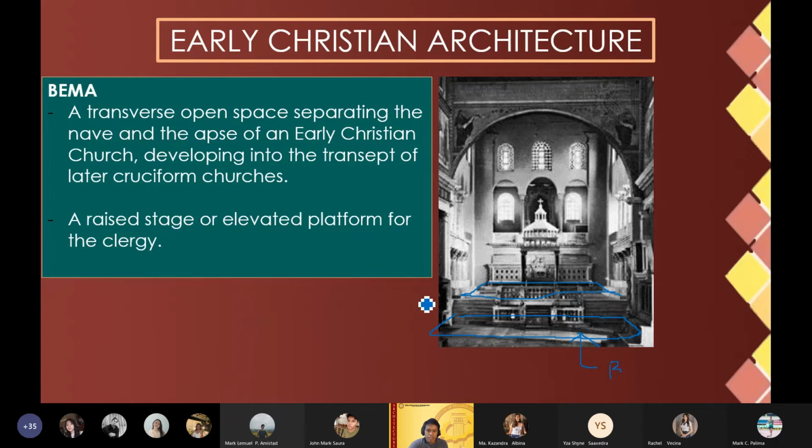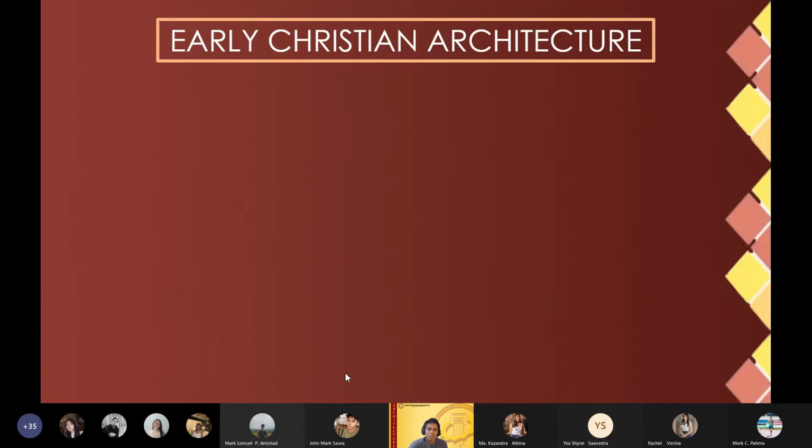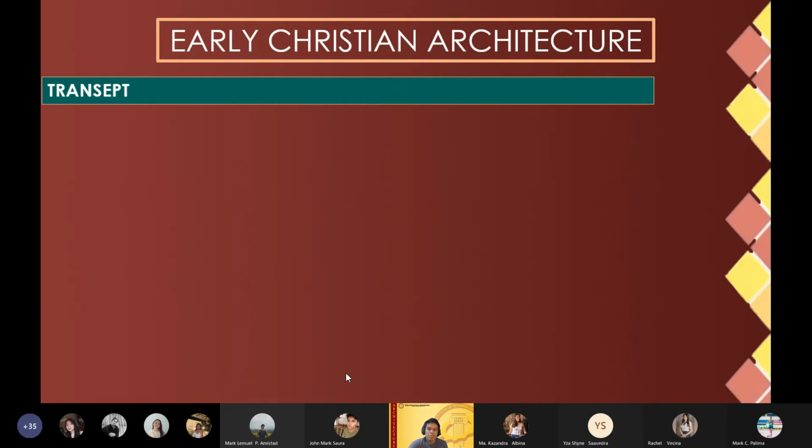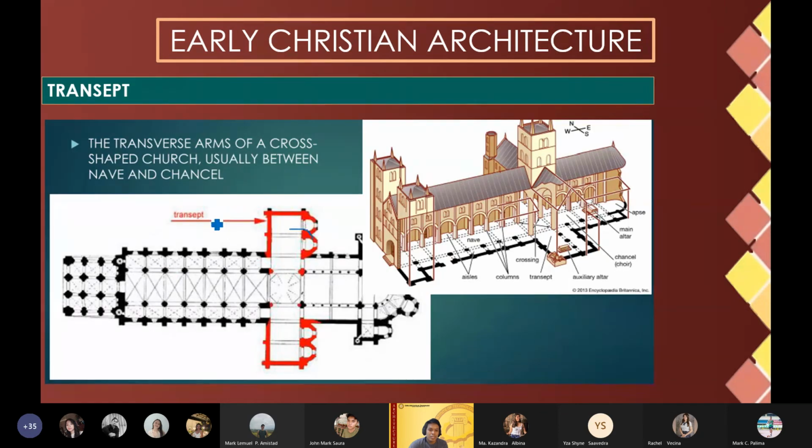Bema. It's not clearly identifiable in this picture, but in our other examples and our next slides, you will see where the bema is. So it says here, developing into the transept of later cruciform churches. So what is the transept? Here, this one here is the transept.